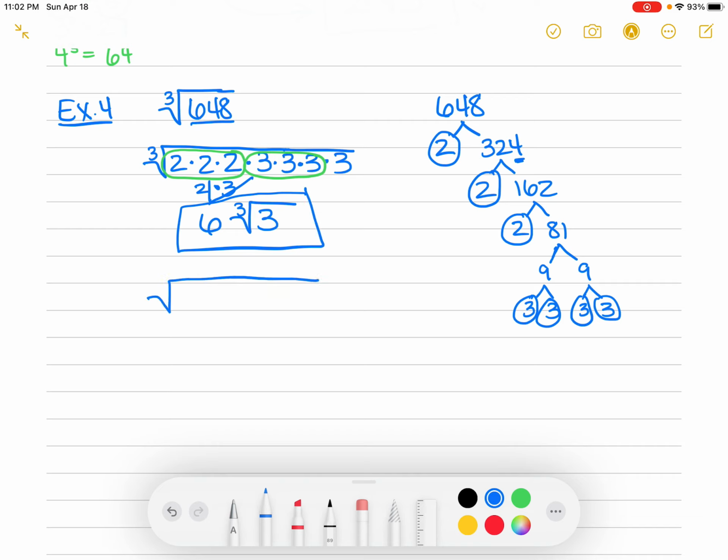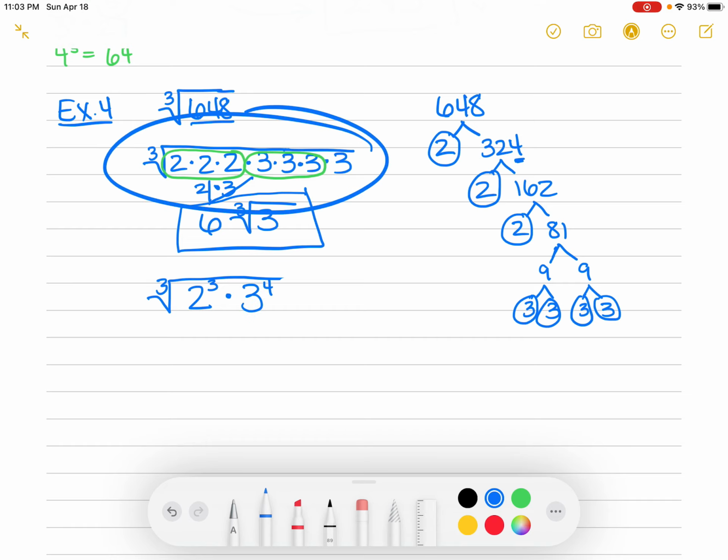Same thing if I did a factor tree, but maybe some of y'all might like this way better. Okay, I did this factor tree, right? And then I'm going to write them as exponents. So that's 2 to the 3rd power times 3 to the 4th power. Okay, so instead of writing them all like this, I wrote them as exponents.